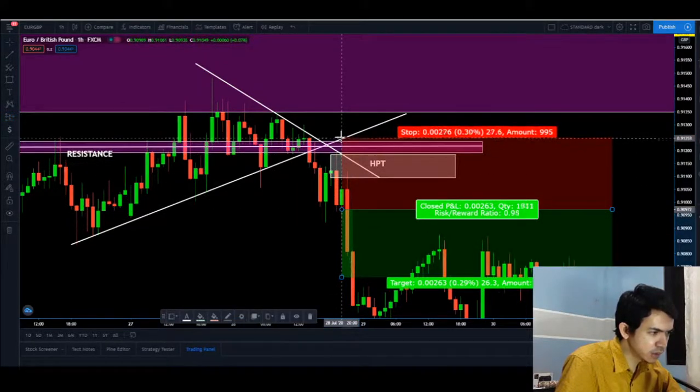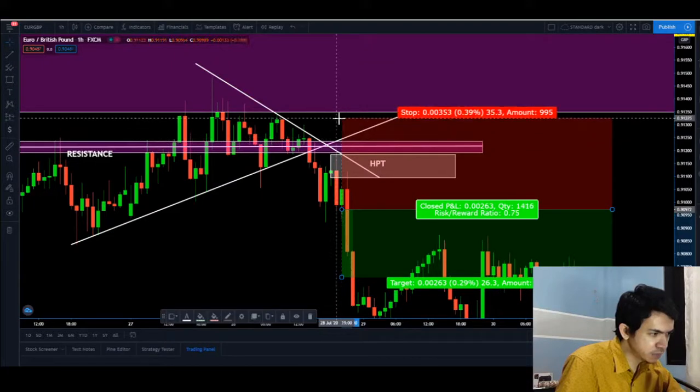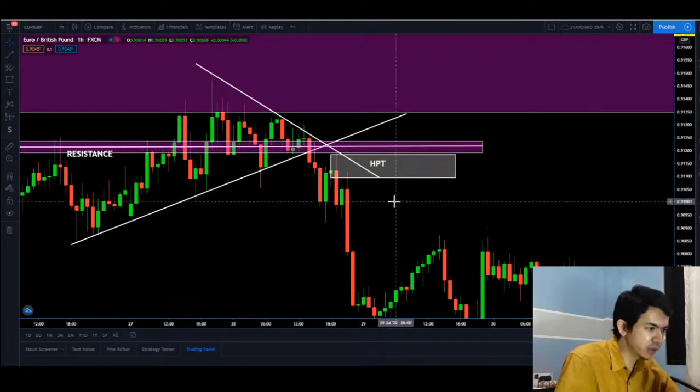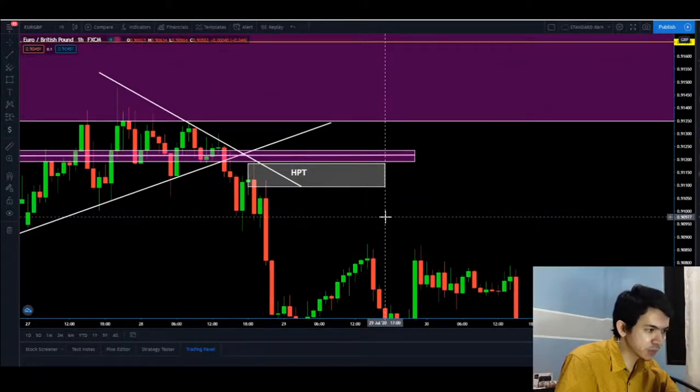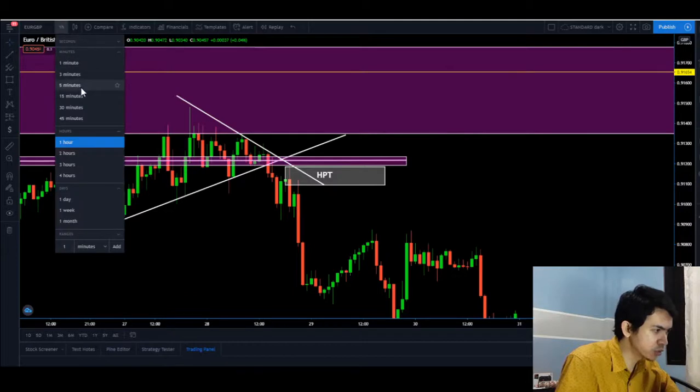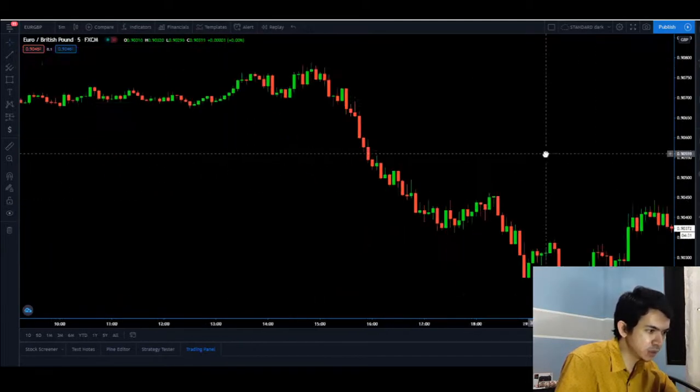So imagine, guys, I might probably have a huge, wider stop loss. In order for me to prevent that, or to have an optimal or even tighter stop loss, definitely I would go to a much lower time frame.